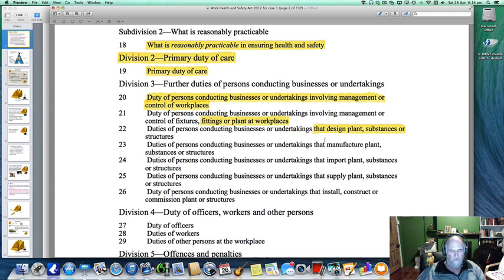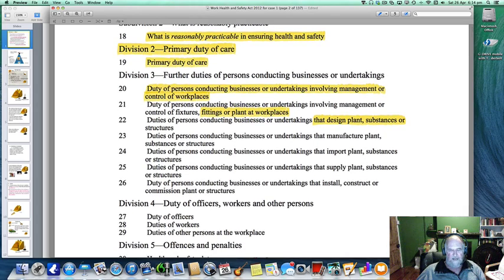Now, look, I'm going through every little bit. I don't expect this to be on your assignment. I just want the big, broad issue kind of stuff. Like the Division 2, primary duty of care. You can make a sort of little statement about that. You don't have to go into designing a plant and everything. But I'm just showing you how you might go through and highlight it.